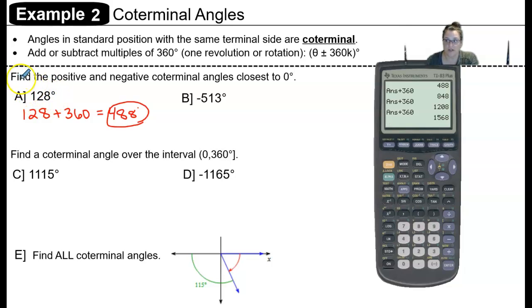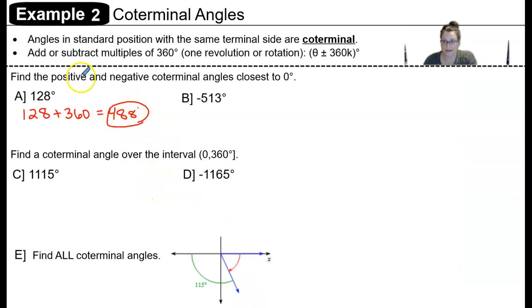Now, the directions tell us to find the coterminal angles closest to 0. So I don't want to keep adding 360. I want to give the answer that is closest to 0 in the positive direction and has the same terminal side as 128 degrees. So that would be 488 degrees.